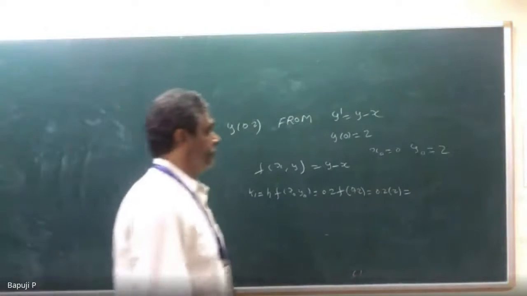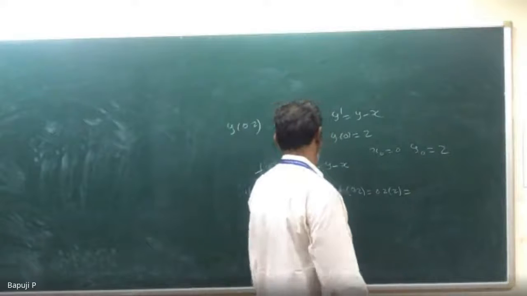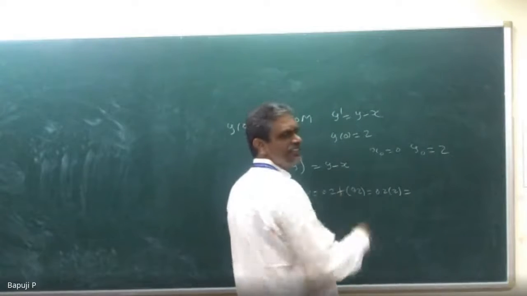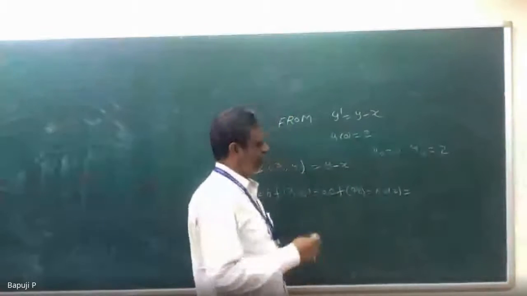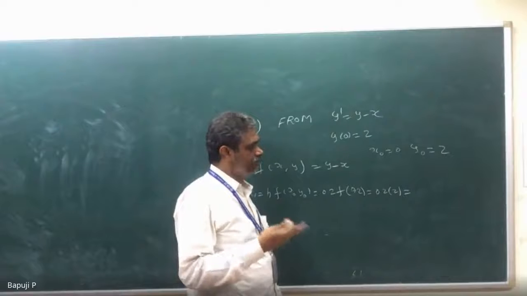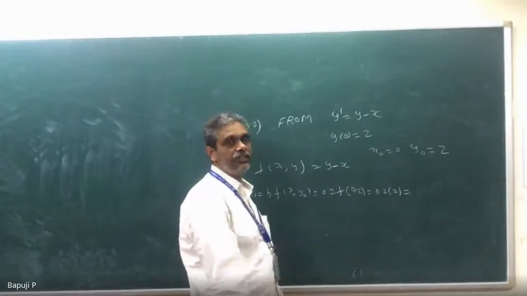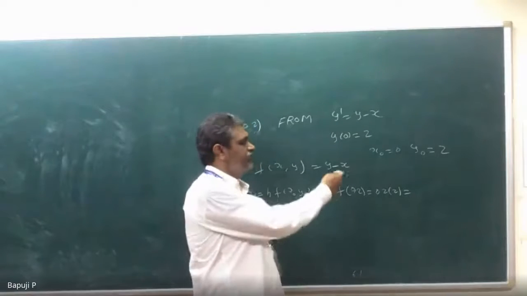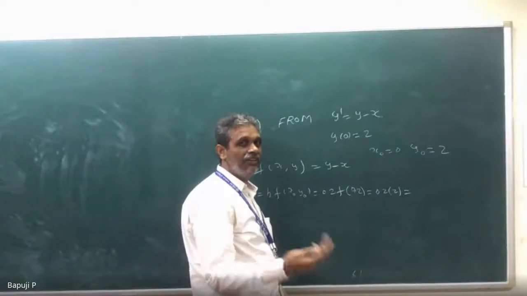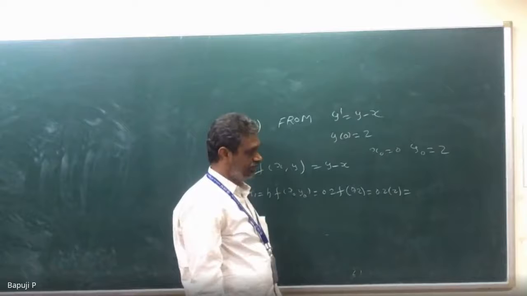Okay, now k1 is equal to h into f of x naught, y naught. Some people write y naught minus x naught, but don't write it. Then substitute the value: f of 0 comma 2. X is equal to 0, y is equal to 2, so 2 minus 0 is 2, times 0.2. That is better. Some textbooks write y naught minus x naught, but I don't like that. If you want, you can follow it. That is no issue. I don't want to restrict you.